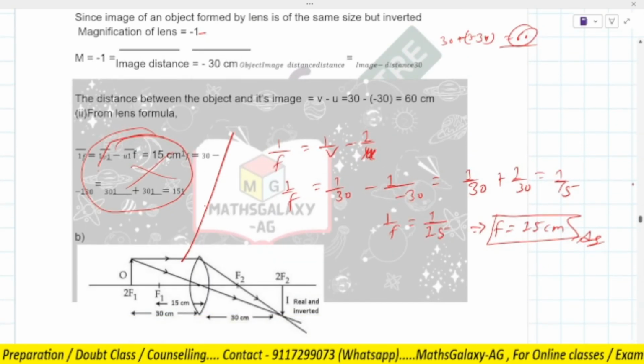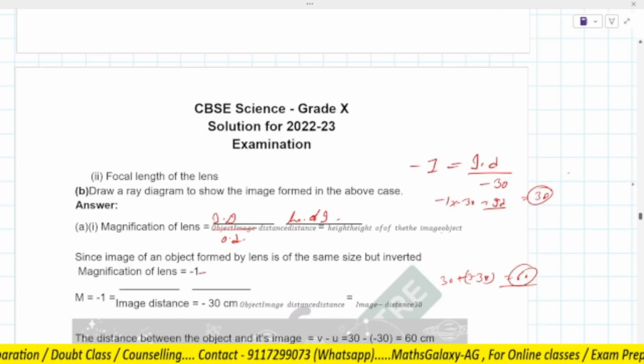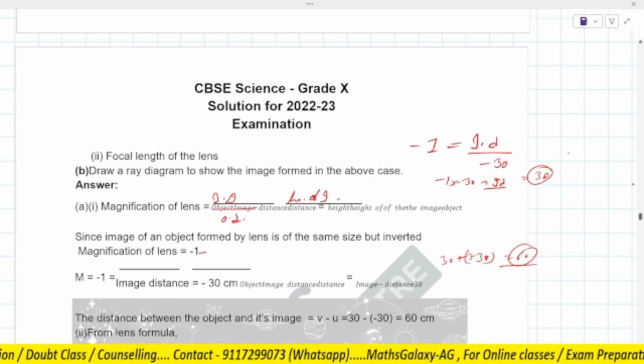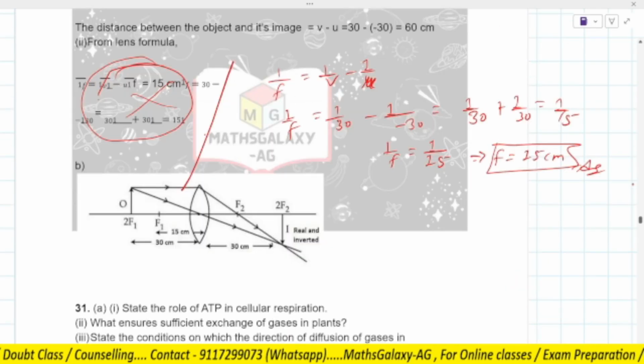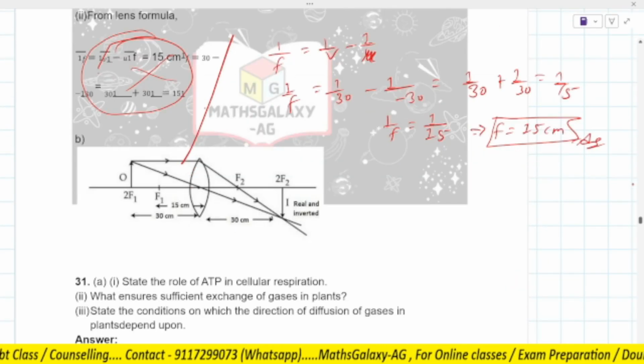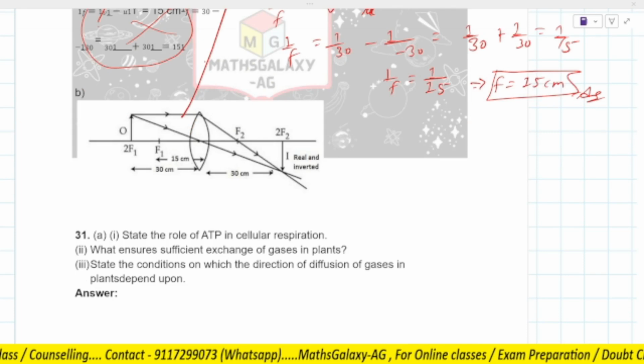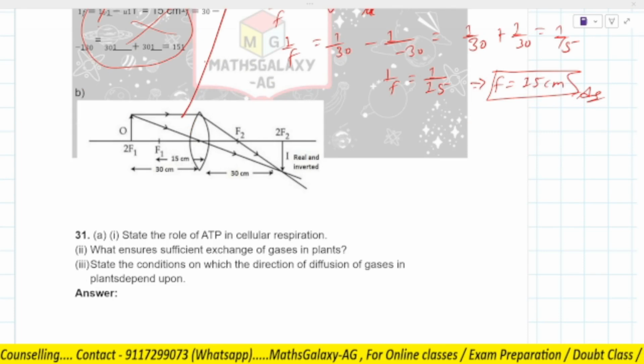Now after that, what we have to do: draw a ray diagram to show the image formed in the above case, okay? You can do it like this. Just wait.